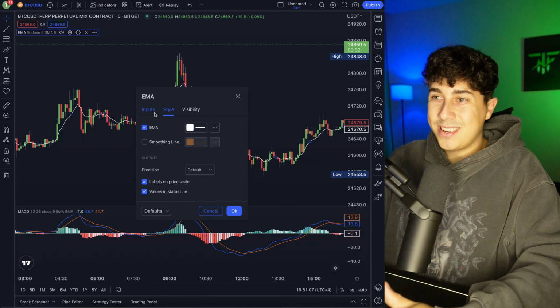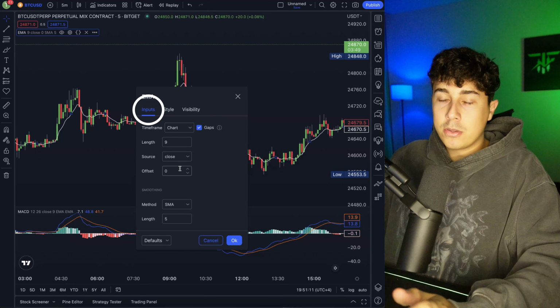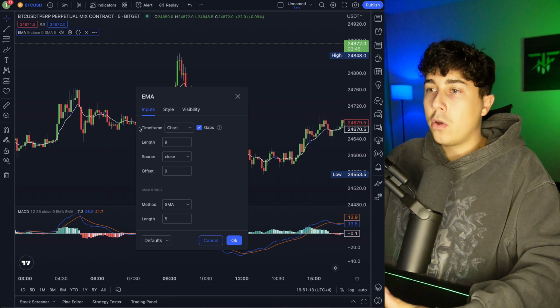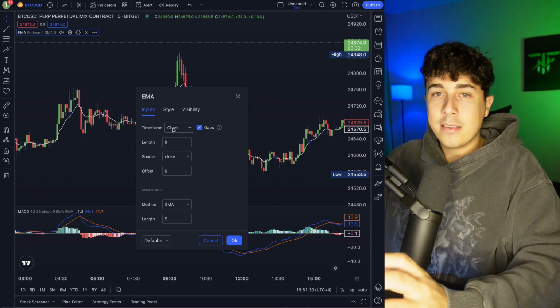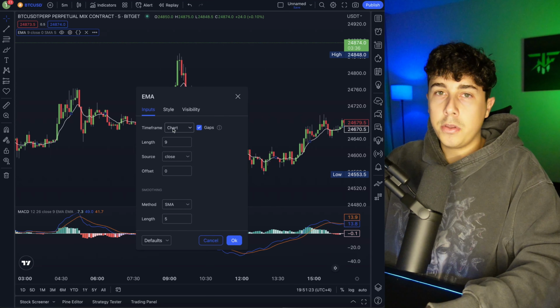But what is more important is to go here on the inputs. And I want to explain now what you can see here. So first of all, you see the time frame point. That means that the EMA is always based on your current time frame.